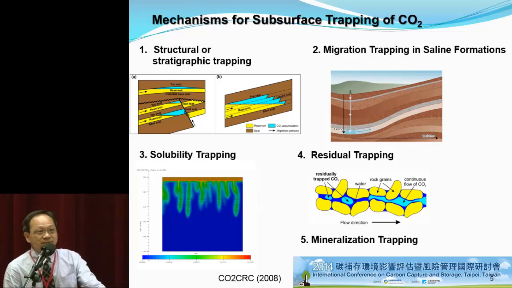Okay, so essentially there are a few trapping mechanisms for CO2. For example, this is structural traps. So CO2 can be trapped in the anticline, like this one, or the fault traps.